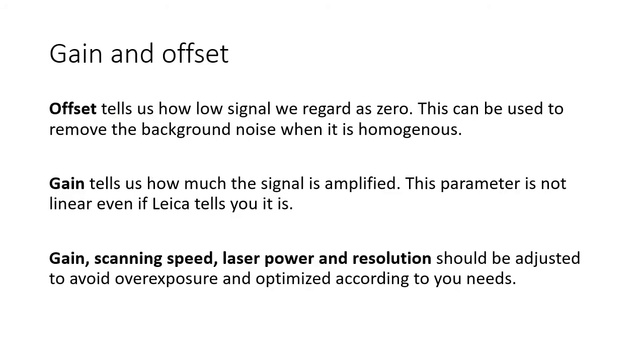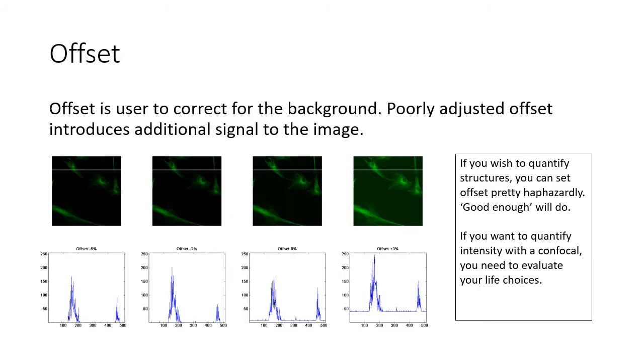Offset tells us how low a signal we record as zero. This can be used to remove background noise when the background is homogeneous. Gain tells you how much the signal is amplified, and this parameter is not linear even if Leica and Zeiss claim it is. Gain, scanning speed, laser power, and resolution should be adjusted to avoid overexposure, and they should be optimized according to your needs. Offset is used to correct for the background, and poorly adjusted offset adds additional signal to the image.